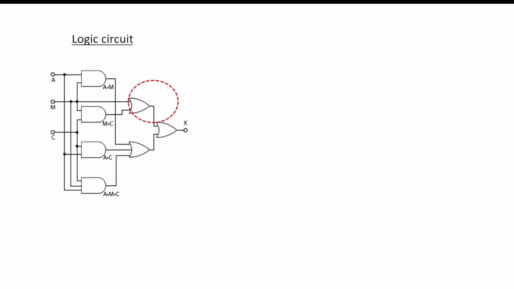Let's take a look at these ones up here now. So this one is an OR gate, and it's a combination of M, which is all the way over here, and the output of this AND gate.